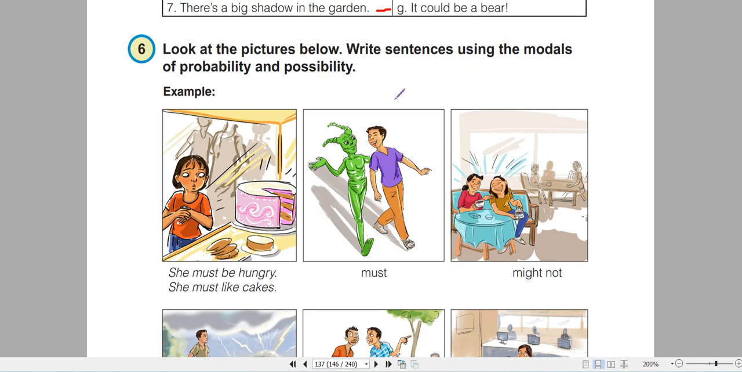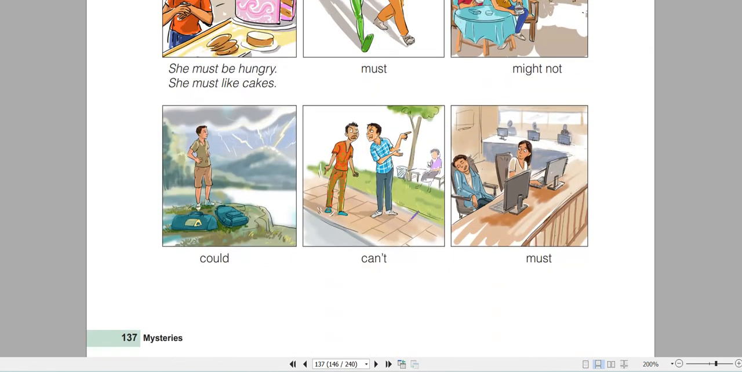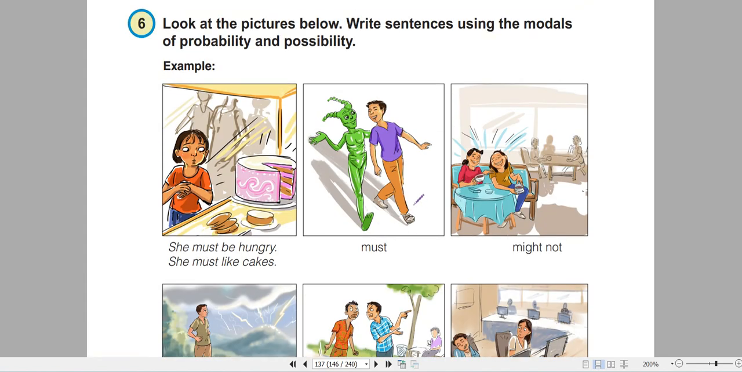So go to number six together. So the number six is probably that one, two, three, four, five, right? Okay, they must be friends. We can say they must be friends, yes, okay. They must be friends.